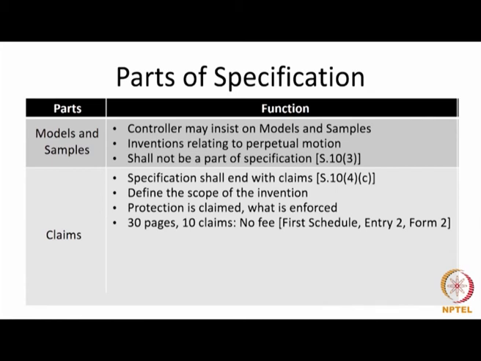Normally the minimum number of claims that you can have without paying any extra fee is 10 claims. So any claim more than 10 will incur an extra fee, and the specification length, the descriptive length, shall be 30 pages. Each claim in addition to 10 shall be charged. The claim by convention is drafted in one sentence. We have already seen an example of that.